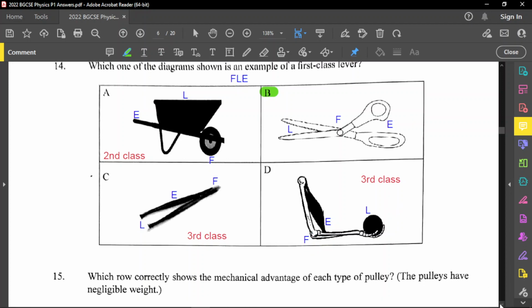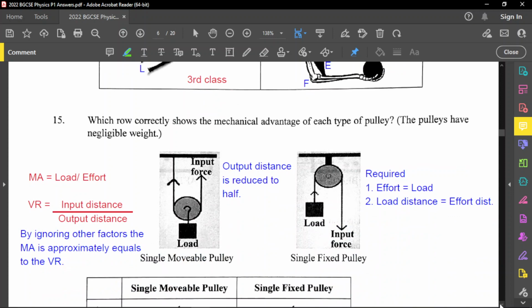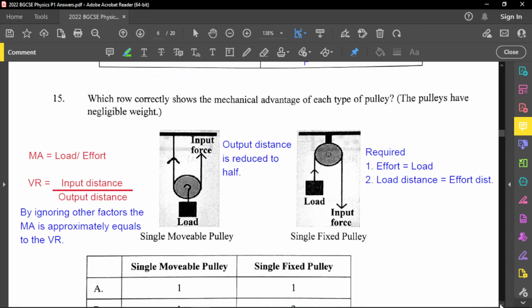For question number 15, it said which row correctly shows the mechanical advantage of each type of pulley. The pulleys have negligible weight, which means the weight is not necessarily considered in terms of measurement. It's too small to be measured, so just ignore it. First to note here is that mechanical advantage is equal to load over effort. You also need to know the velocity ratio, which is the input distance over the output distance. Just a point to note right here.